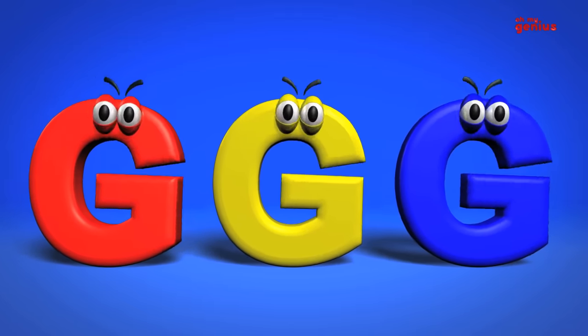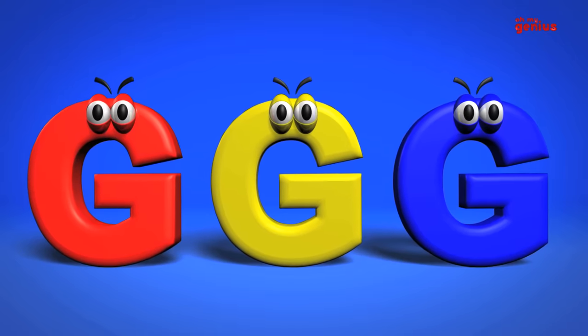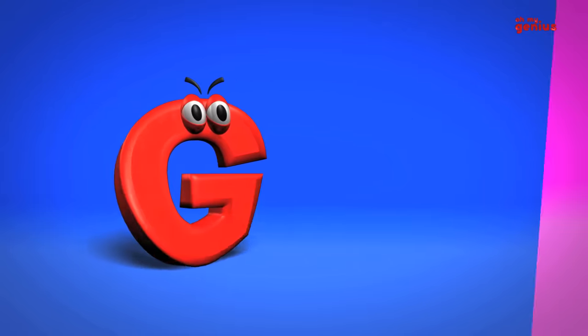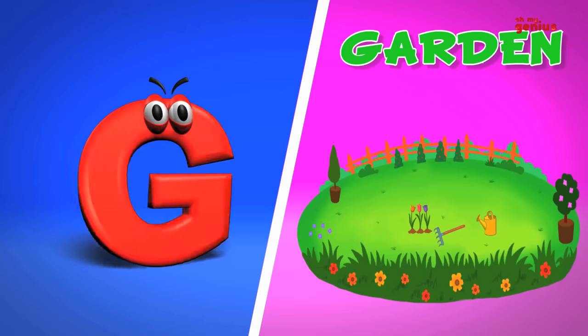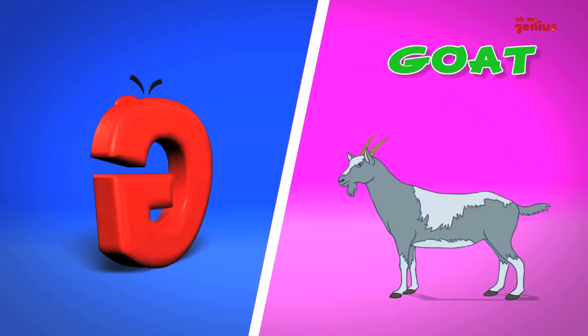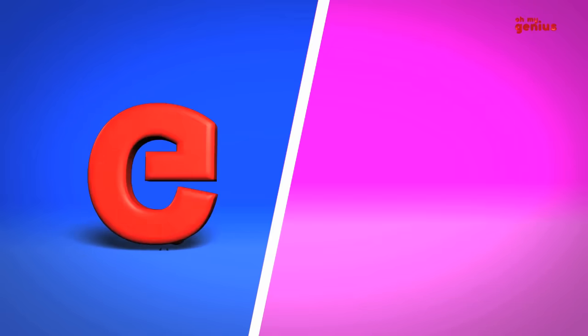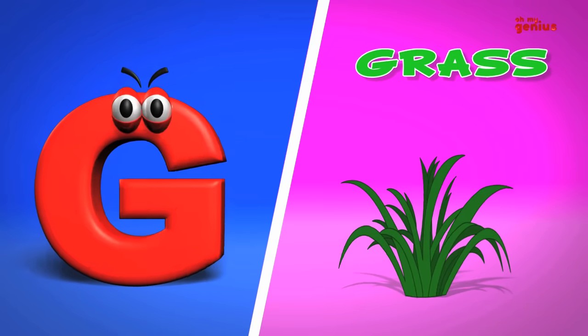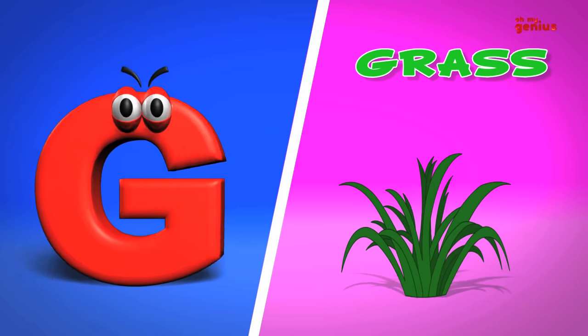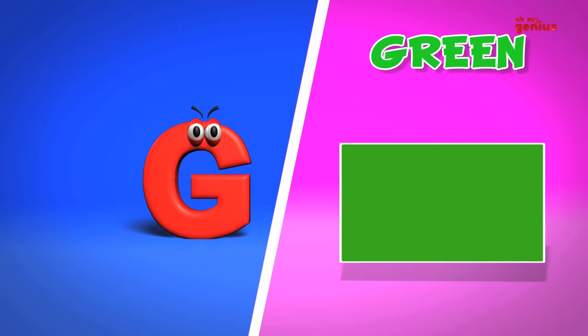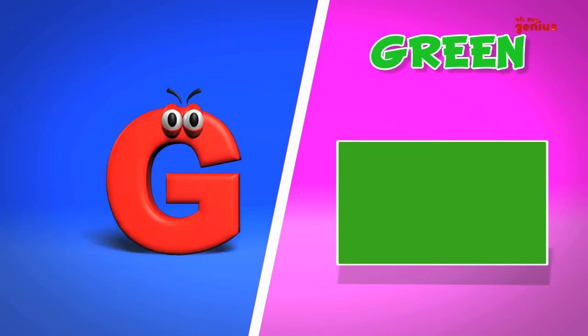Here comes the letter G. G is for garden, garden. G is for goat, goat. G is for grass, grass. G is for green, green.